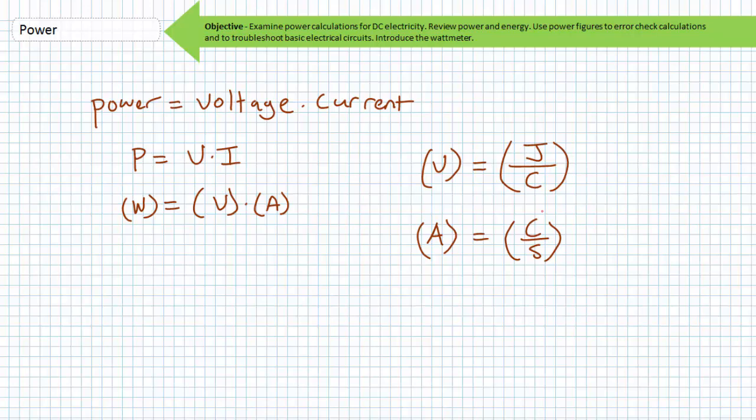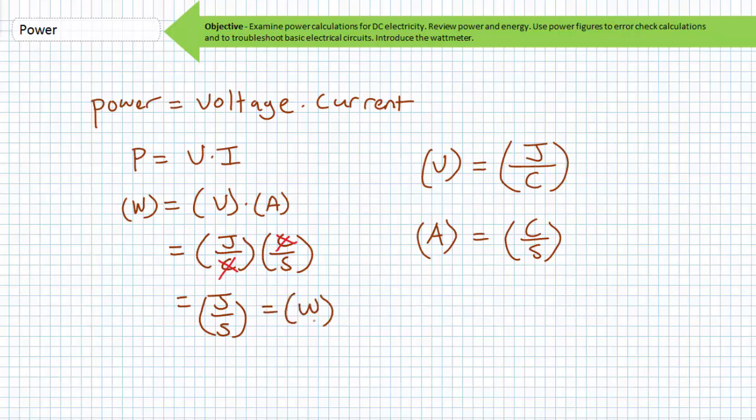Using the units to aid us, we realize that our power equation of voltage times current simplifies to a joule per coulomb times a coulomb per second. And the coulombs cancel out to yield a joule per second, or energy per unit time, where a joule per second is the SI unit of power, the watt.